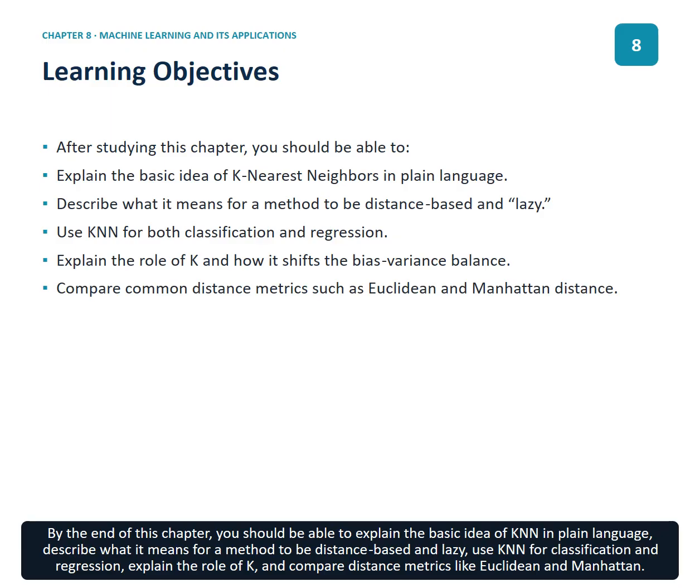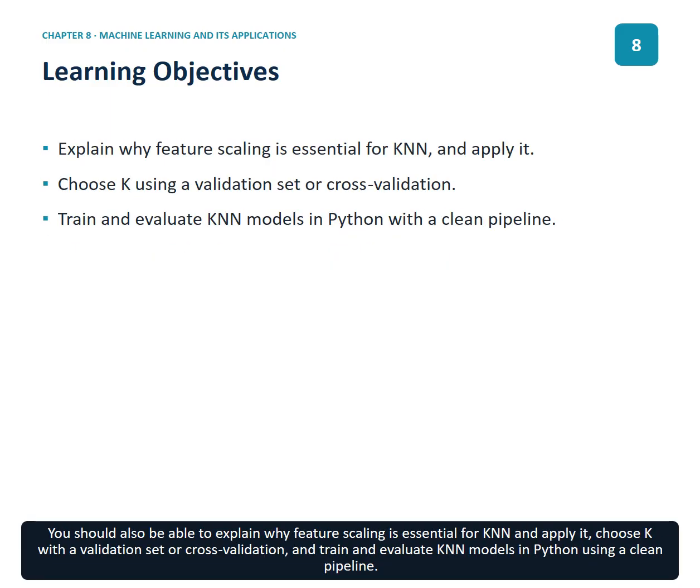By the end of this chapter, you should be able to explain the basic idea of KNN in plain language, describe what it means for a method to be distance-based and lazy, use KNN for classification and regression, explain the role of K, and compare distance metrics like Euclidean and Manhattan. You should also be able to explain why feature scaling is essential for KNN and apply it. Choose K with a validation set or cross-validation and train and evaluate KNN models in Python using a clean pipeline.